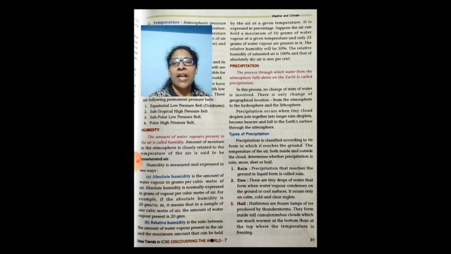Absolute humidity is the amount of water vapor in grams per cubic meter of air. So absolute humidity is normally expressed in grams of vapor per cubic meter of air. For example, if the absolute humidity is 20 grams per cubic meter, it means that in a sample of 1 cubic meter of air, the amount of water vapor present is 20 grams. So you understood this? Okay.